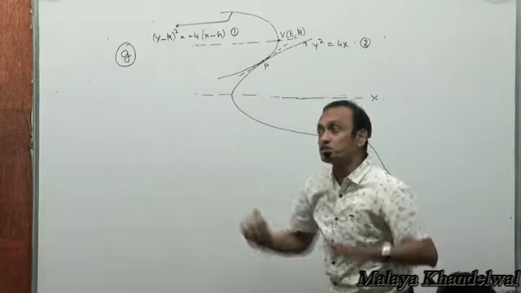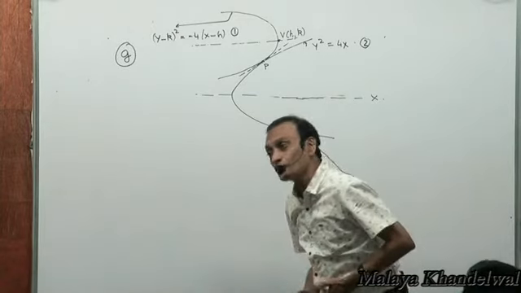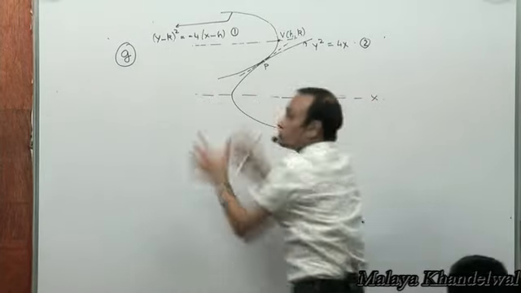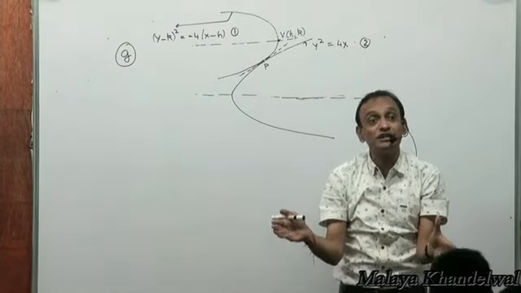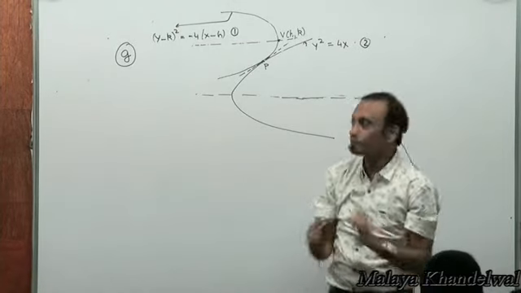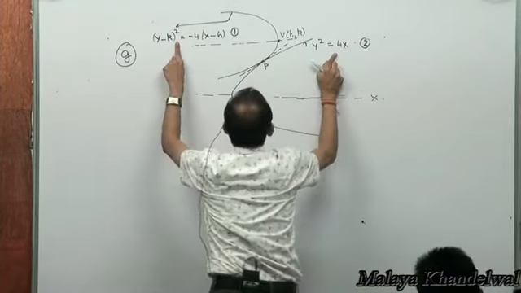When would two curves touch each other? If their points of intersection are coincident points. That means when you solve these two equations, you must get coincident roots. You must get coincident roots, yes or no? Okay, so let me solve this equation.